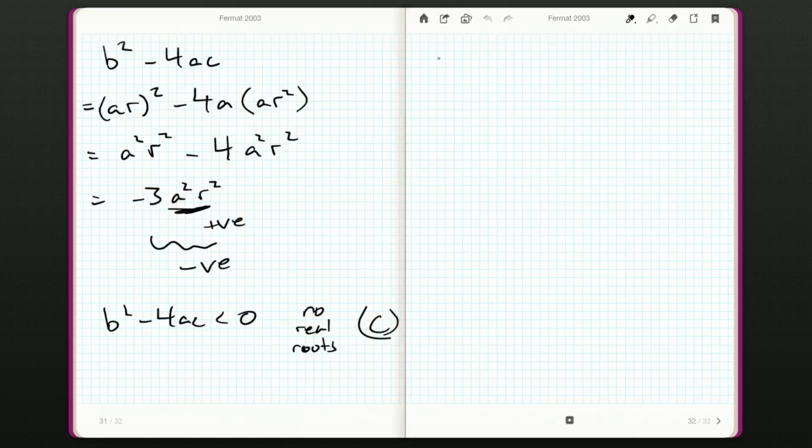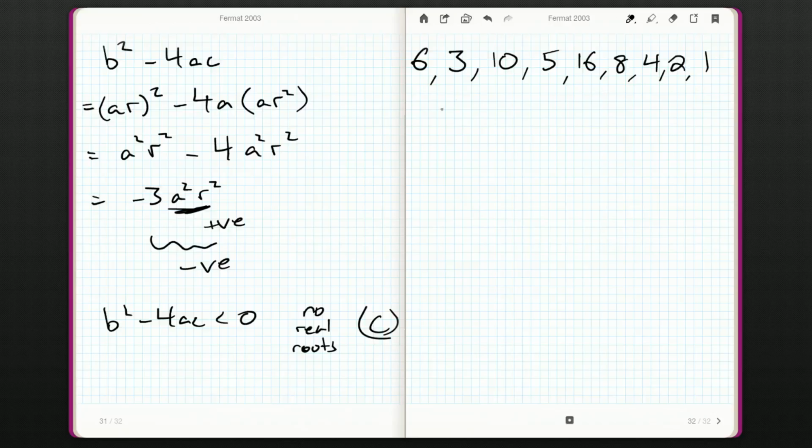So we had 6, and then it was even, so we divided by 2 to get 3. Then 3 times 3 plus 1 is 10. That's even, so we divide by 2 to get 5. 5 is odd, so we do 3 times 5, which is 15, plus 1, which is 16. Divide by 2 to get 8. Then 4, then 2, then 1. Then 1 times 3 is 3 plus 1 is 4. And then we get 2, and then 1. Then 4, 2, 1 again, and it's just going to keep going on like this.